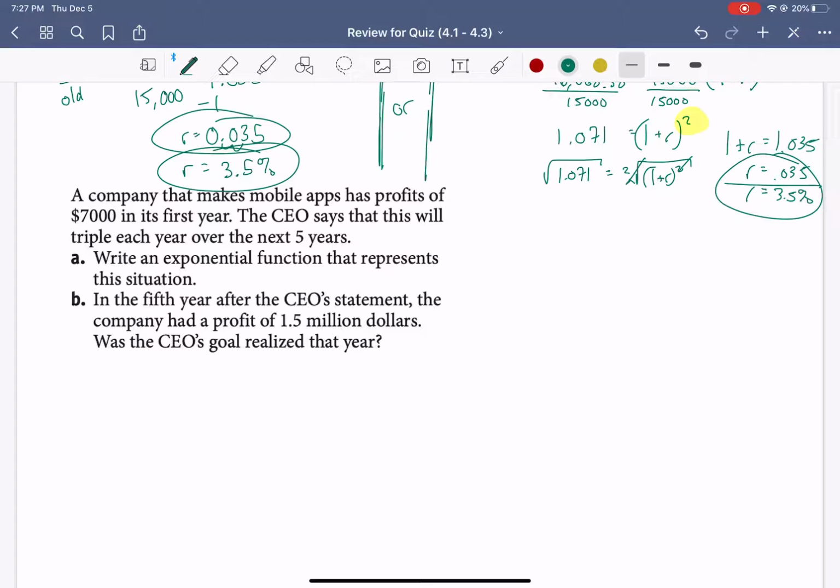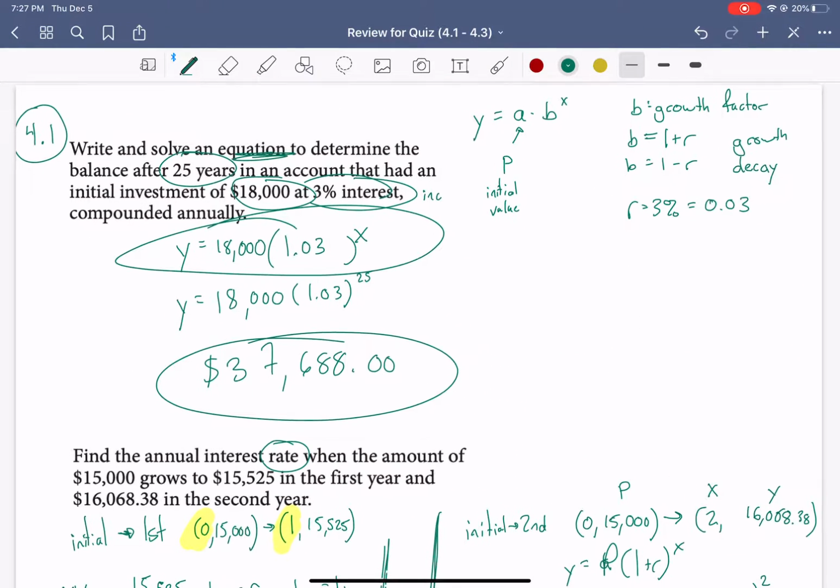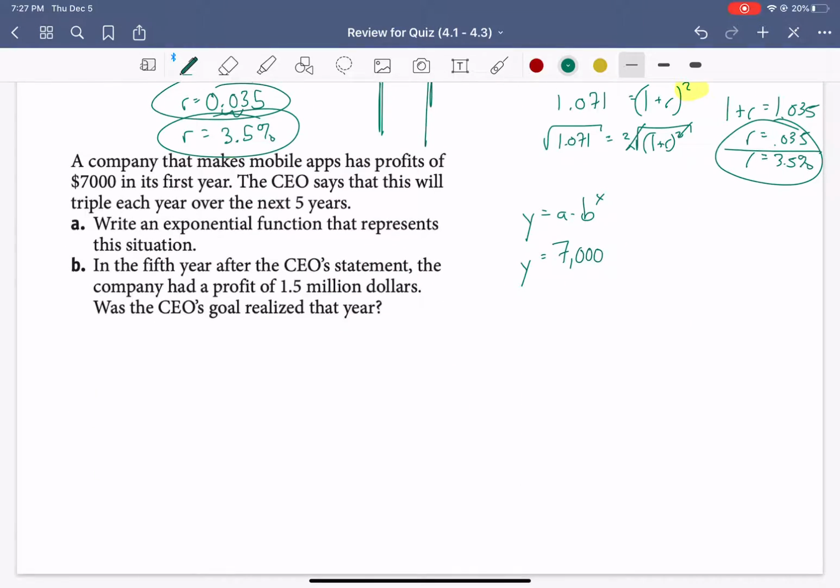So let's see. First, we have to write our equation. We don't know how much money we have after a certain amount of time, but we do know how much money we start with, which is $7,000. And then remember, we said b was our growth factor, which is how much we multiply by every year. Not our rate, but our growth factor. So if we look at this, we have all this information. The only one which is like a factor would be that triple, which means we increase by a factor of 3 every year. So this is part A, our equation.